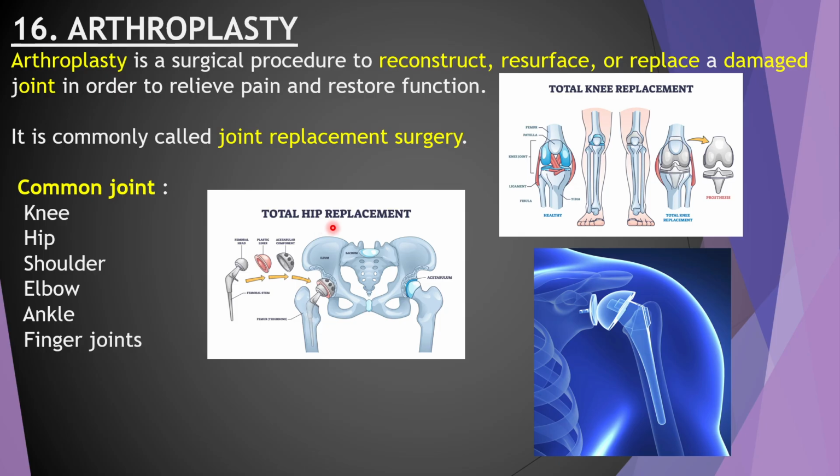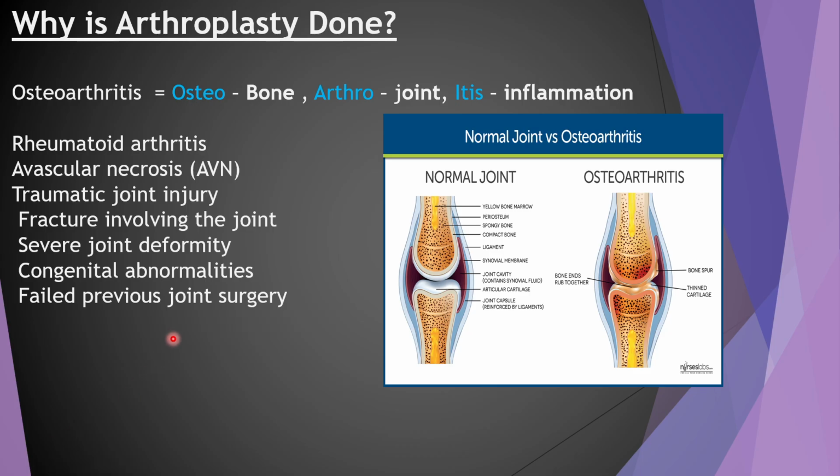These procedures are done when the joints are severely affected by conditions such as osteoarthritis, rheumatoid arthritis. So we'll see what these conditions are. This is why arthroplasty is done. Arthroplasty is done for these conditions: osteoarthritis, rheumatoid arthritis, avascular necrosis, traumatic joint injury, fracture, severe joint deformity, congenital abnormalities, and failed previous joint surgery.